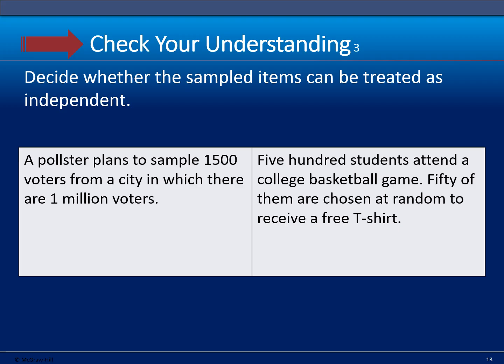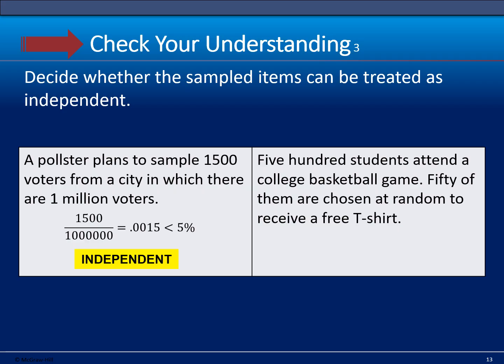Again, here, hit pause and see if you can figure out if these can be treated as independent. A pollster plans to sample 1,500 voters from a city in which there are 1 million voters. We do the division. This is less than 2%. Actually, it's less than 1%. It's 0.0015. That's 0.15%. So this is definitely less than 5%. So we can consider them independent because it's such a small sample.